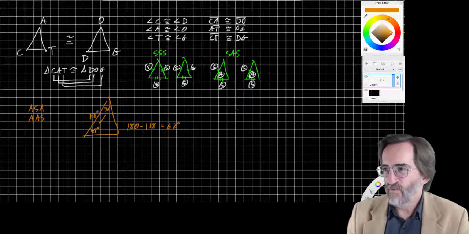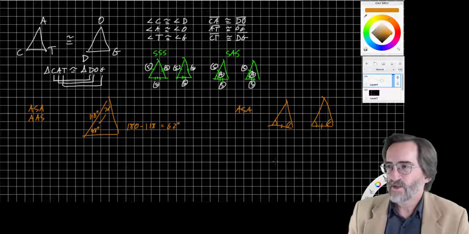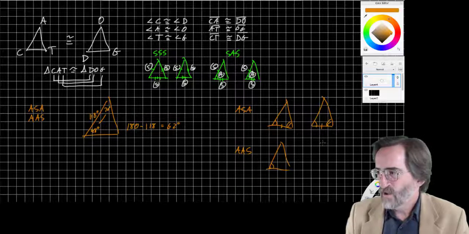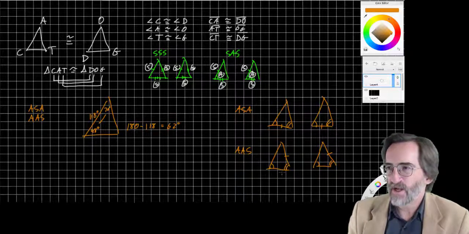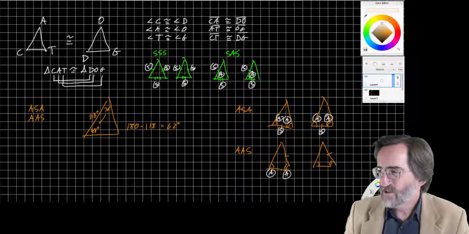Let me sketch a diagram for this. Angle, side, angle looks like this. If you have two triangles, and you have two congruent angles and the included side between them is congruent, that's angle, side, angle. As opposed to angle, angle, side, when you have two congruent angles and the side not included between them is congruent, then they are congruent. So angle, side, angle, going around the triangle, versus angle, angle, side.